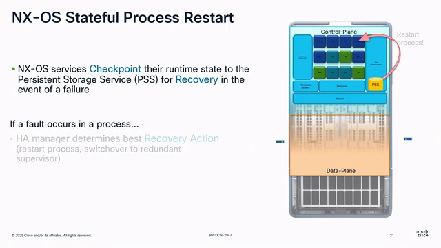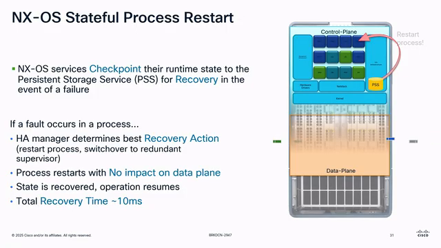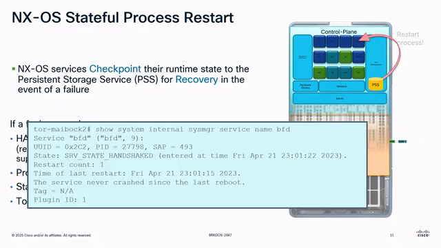It usually happens well within 10 milliseconds. So it's really, really fast. You won't even notice it. How do you know that a process restarted? If you look at this CLI, you can display this for any of the processes that you have in the network as long as you know the name of the process. This example is BFD. You can look at the number of restarts, and it will tell you that this process has restarted once.